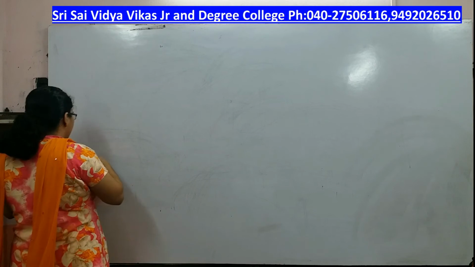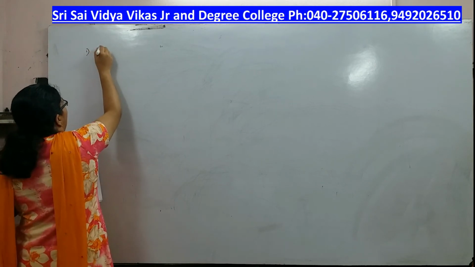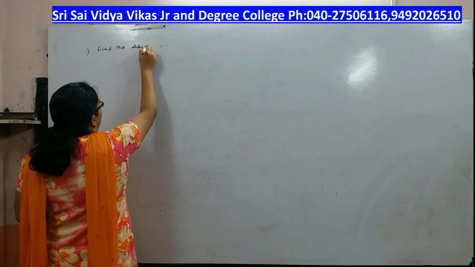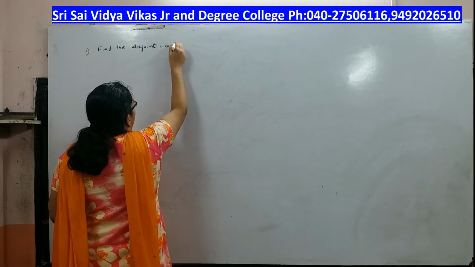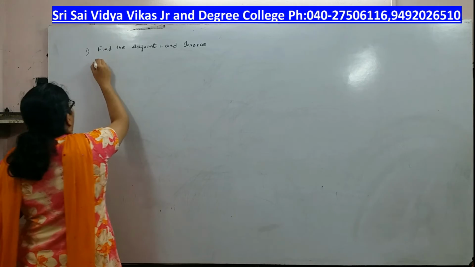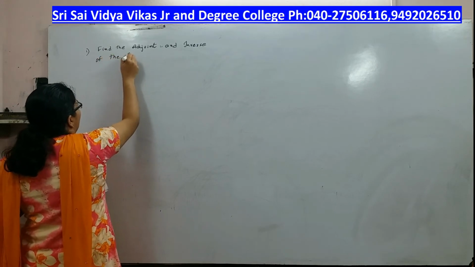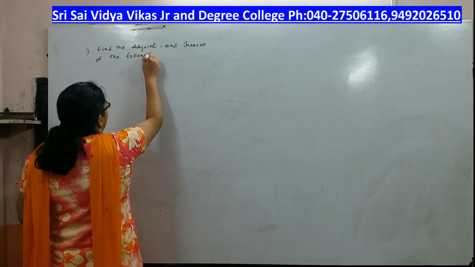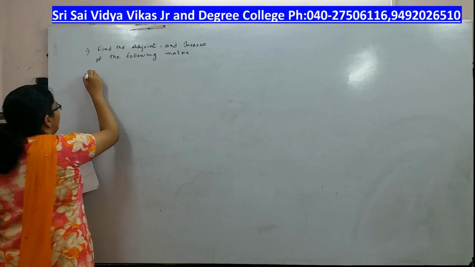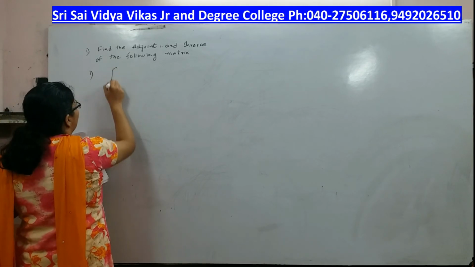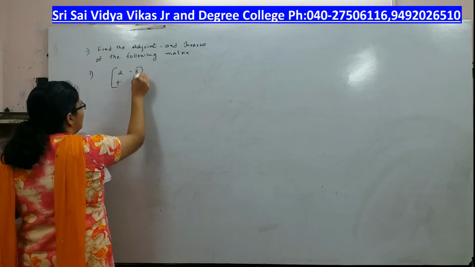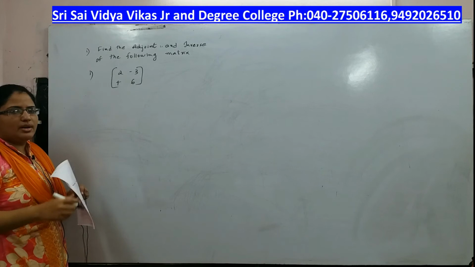First, find the adjoint and inverse of the following matrix. First one, 2, minus 3, 4, 6. This is the matrix that you have.